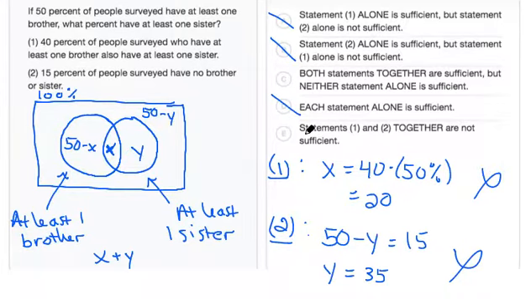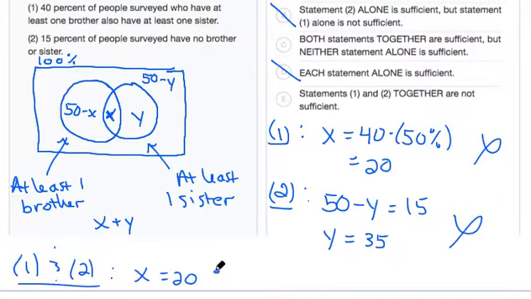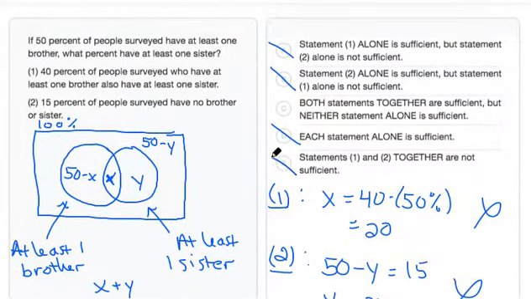Our last resort is to combine our statements. So let's scroll down a little bit for more room. We have statement 1 and statement 2 together. Statement 1 gives us that X is equal to 20, and statement 2 gives us that Y is equal to 35. If we know the value of X and the value of Y, we can add them to find X plus Y, which is what we're looking for. So the statements together are sufficient. If we scroll back up, we can eliminate answer choice E, and our final answer is answer choice C. Both statements together are sufficient, but neither statement alone is sufficient.